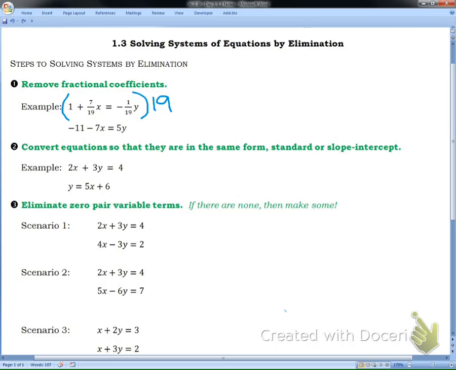So, let me draw an arrow to show the result of multiplying it by 19. So 19 times 1 is obviously 19, plus, and here's the purpose of this trick. Whenever you multiply a fraction whose denominator is the same number that you're multiplying by, they cancel each other out. That 19 will cancel out the 19, and you're just left then with the 7x.